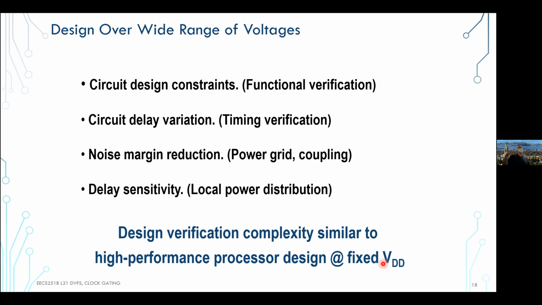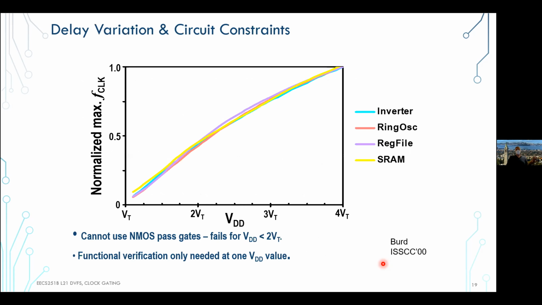Noise margins are now reduced, different at full VDD than when working at a very low VDD. Power grid, coupling, all these things, delay sensitivity. So the question is, how different is this design than designing for a fixed VDD? And what additional things do we need to do to make sure it works across a range?